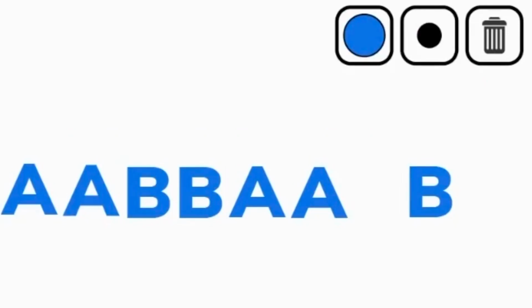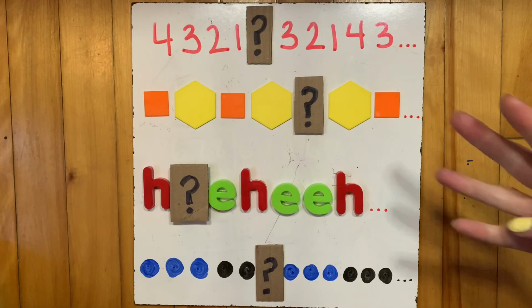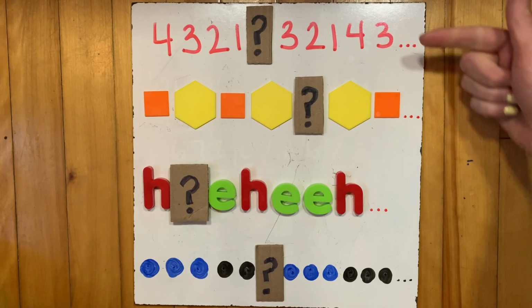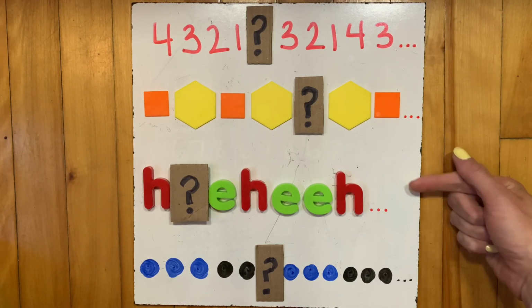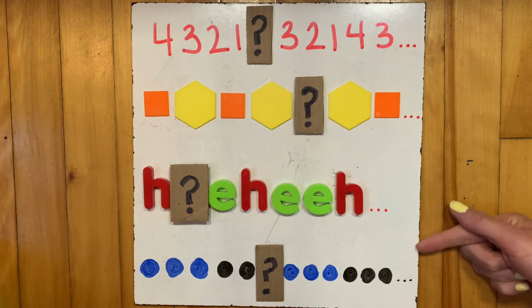Oh, here's some letters. A, B, B, A, something, B. What goes there? A, B, B, A, B, B. If you said B, you got it right. We have 4 different kinds of patterns here. A number pattern, a shape pattern, a letter pattern, and a color pattern.